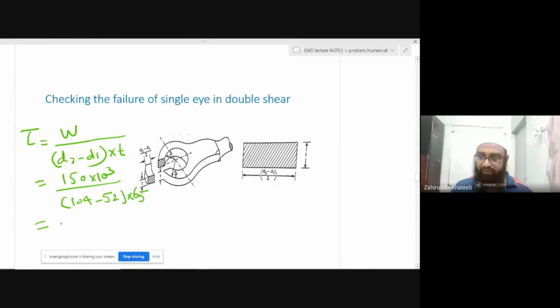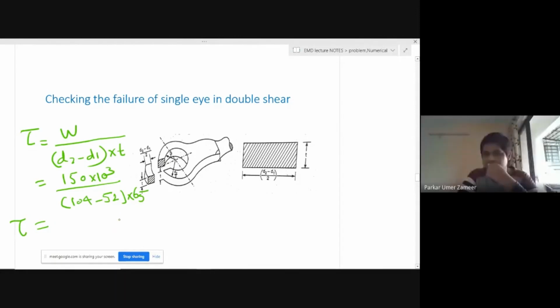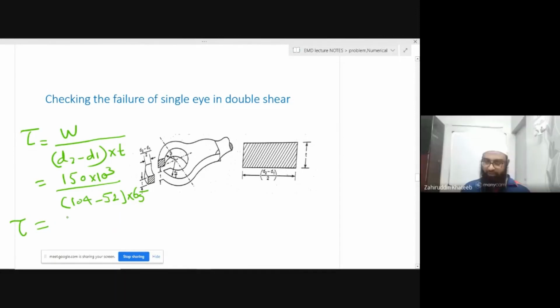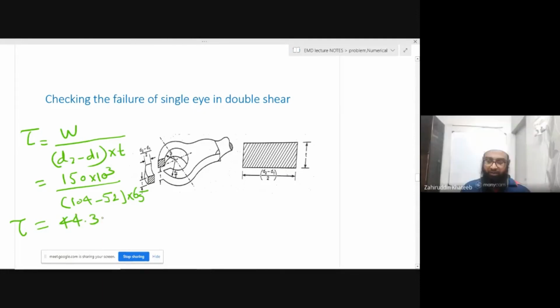From here we will get the value. Tell me the value for tau. Sir, same answer, 44.38. Okay, the answer of tau is 44.38 MPa.